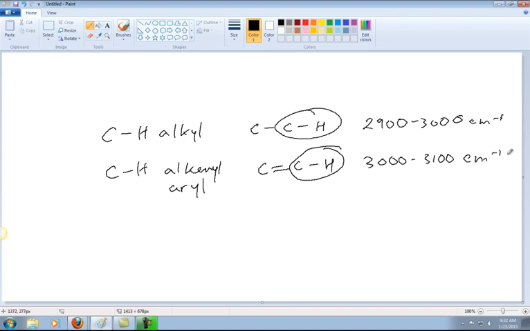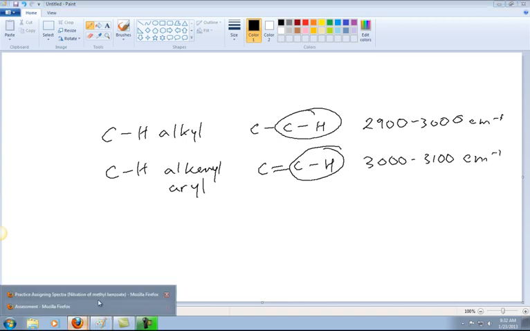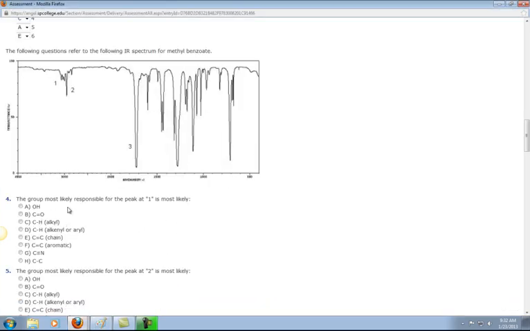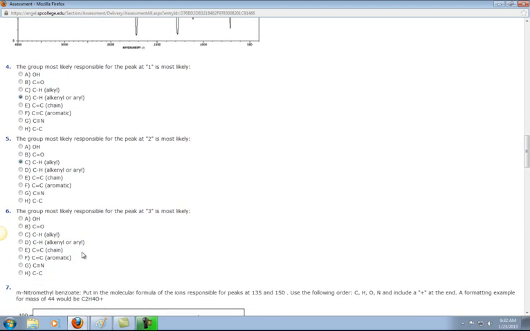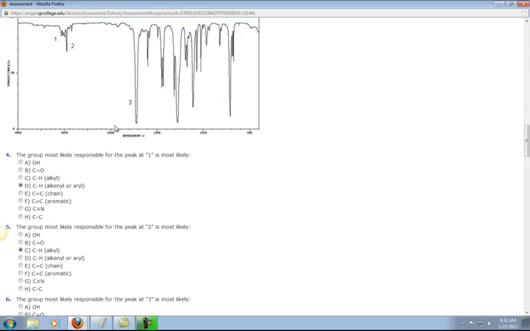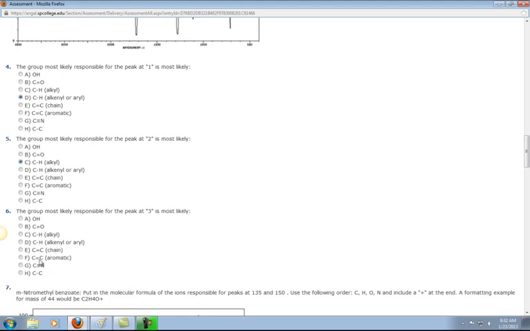So if we're talking about the group most likely to be responsible for peak 1, this is a peak above 3000, it's going to be CH, alkenyl or aryl. Likewise for 2, it's just below 3000, so we're looking at CH, alkyl. Then it's asking the group most likely responsible for the peak at 3. Well, that's 1750. It's a very strong peak. That's in the C double bond O range.